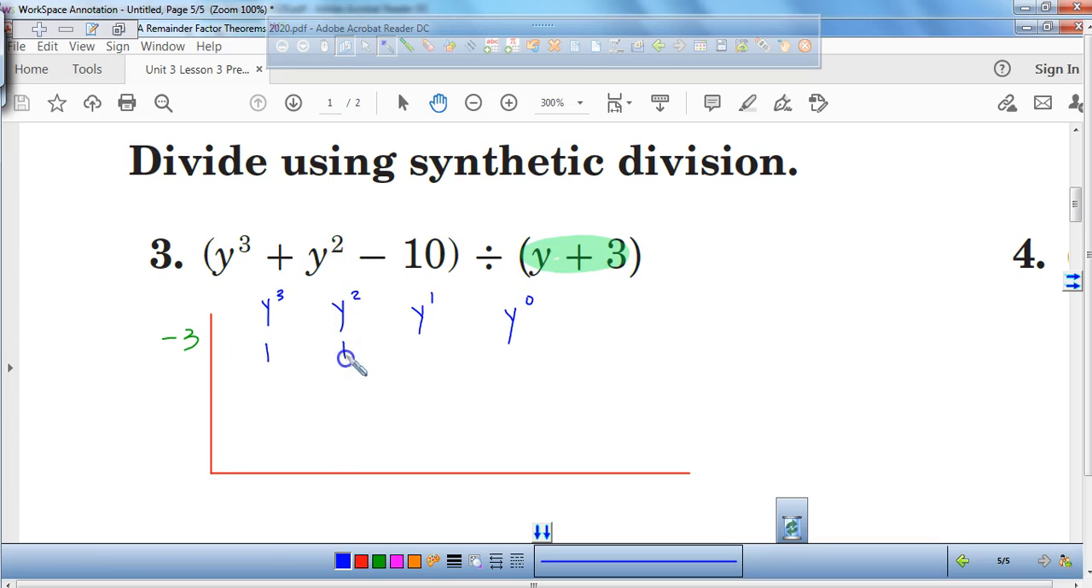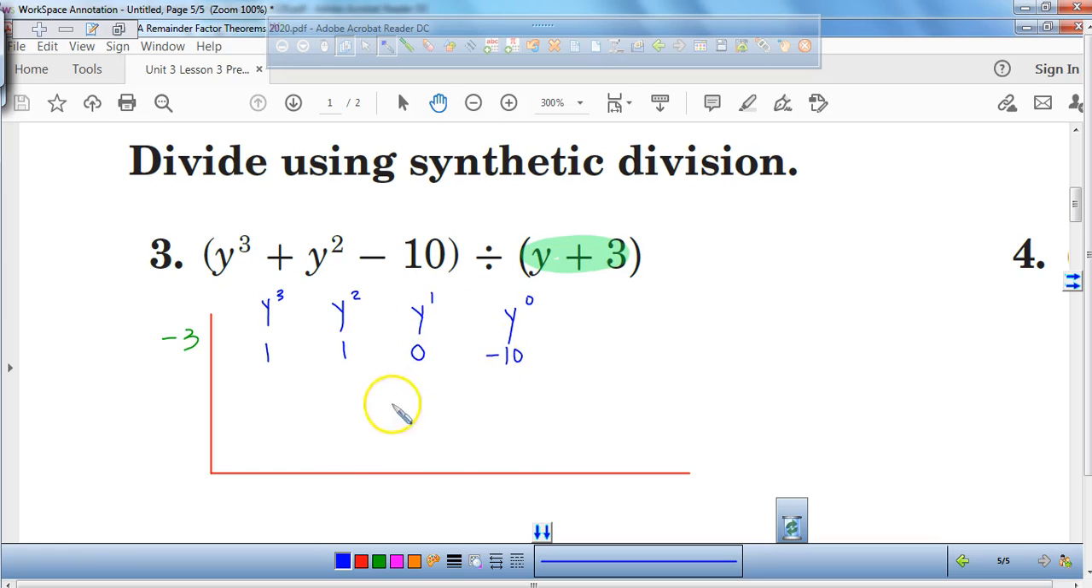How many y squareds? 1. How many y to the first? Nothing. How many constants at the end? I got -10. So here's a very important point: if you don't see anything, you have to put a placeholder of 0 for that particular exponent. So there's 0 y to the power of 1s.